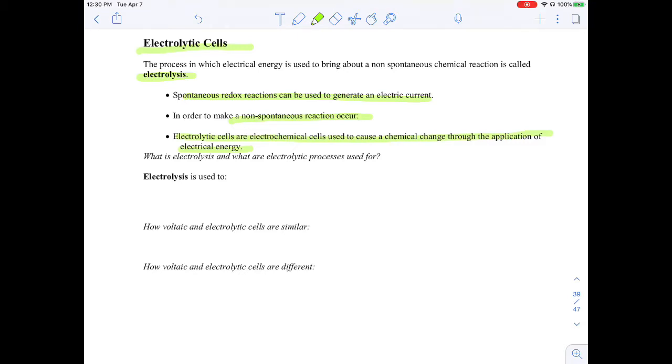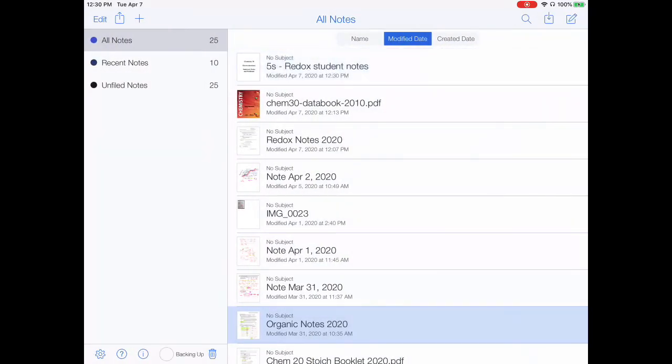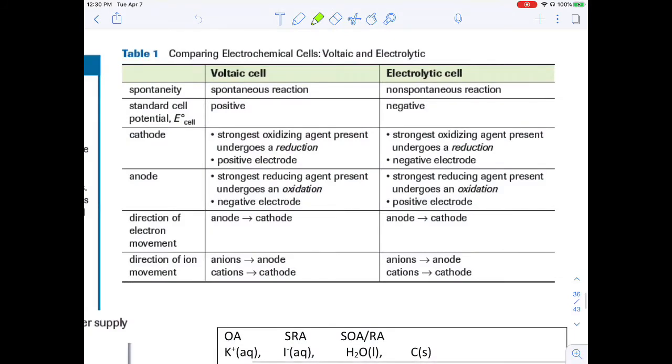Here it says, how are voltaic cells and electrolytic cells similar and different? I've got a nice little table that shows this, so I'd like you to focus on it. You may need to pause the video here and make this table for yourself. Essentially, many things are very similar between voltaic cells and electrolytic cells.